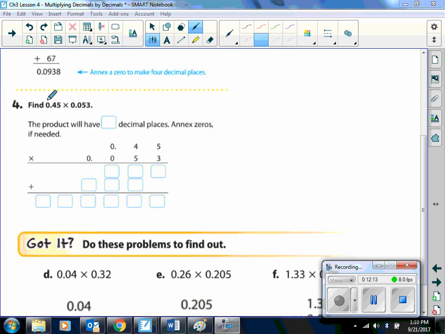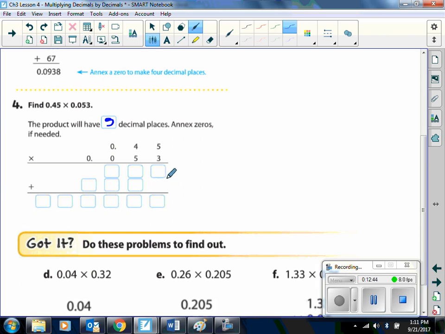All right, so example 4, we have 45 hundredths times 53 thousandths. Okay, so here they didn't put the longer one on top, but that's okay. We'll just still do it. So now here it says the product will have how many numbers behind the decimal? 1, 2, 3, 4, 5. Very good. So we need to have 5 numbers behind this decimal.